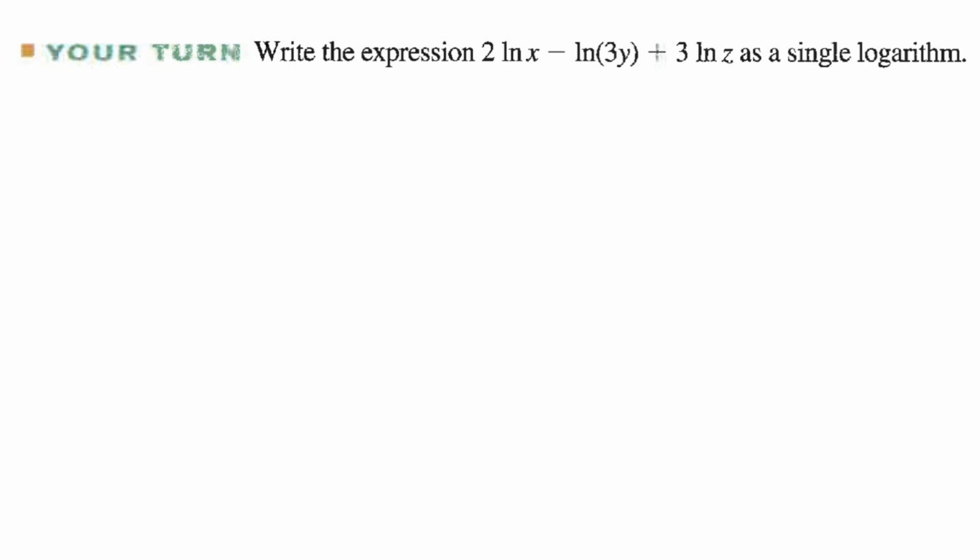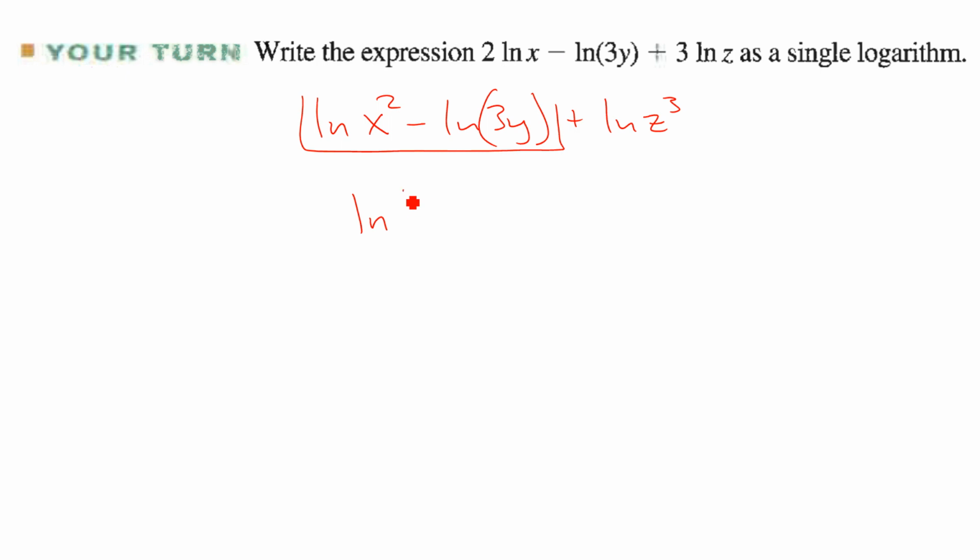Your turn, put it all together. We'll have the natural log of x squared minus the natural log of 3y plus the natural log of z cubed. Okay, and so we're going to go left to right here. So we're going to say the natural log. Now be careful with your order of operations. We just do these first two. We're going to say x squared over 3y plus the natural log of z cubed. The plus means we're going to times again. So timesing is going to go in the numerator. So we'll have x squared z cubed over 3y.